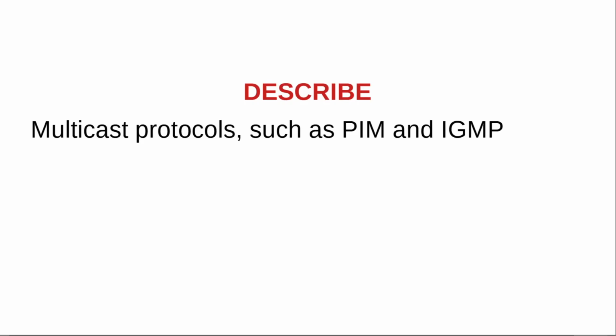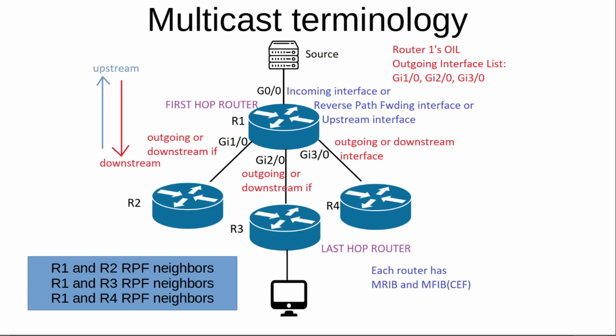Let's talk about multicast terminology. Remember that the source of the multicast traffic is always put at the top of the diagram, whereas the receiver is always placed at the bottom of the diagram. So when talking about devices or interfaces that are closer to the receiver, we are talking about downstream devices or downstream interfaces.